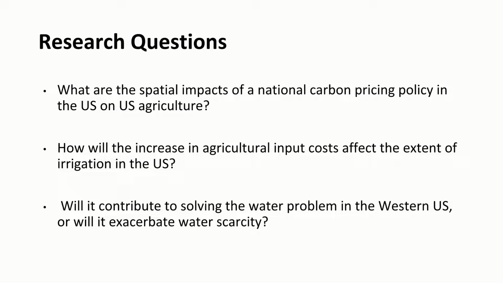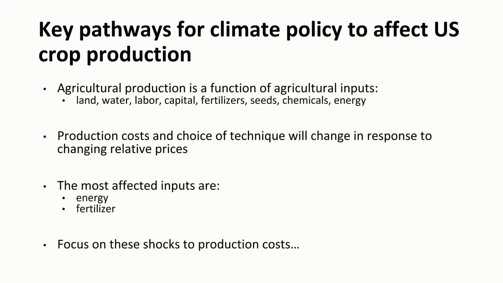Will this help with the water problem in the Western US, or will it exacerbate it? That's an interesting question. Co-benefit or co-cost. So the pathways will be, we've got this agricultural production function. You've heard about it already.